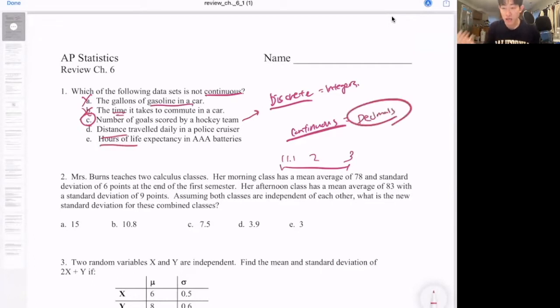So hours, again, you can have hours of life expectancy. It can be like 1.5 hours and things like that. So that's going to be continuous also. So the correct answer here would be C.